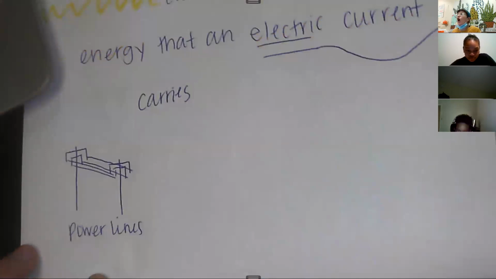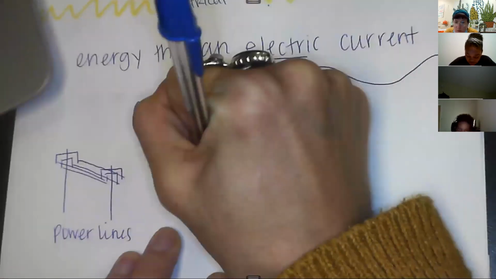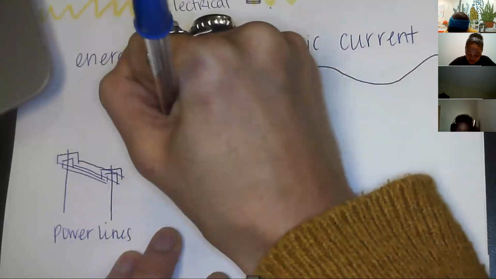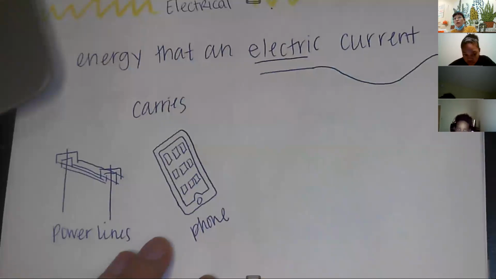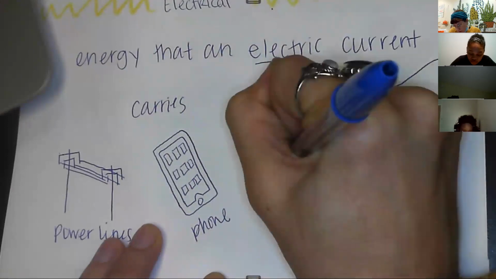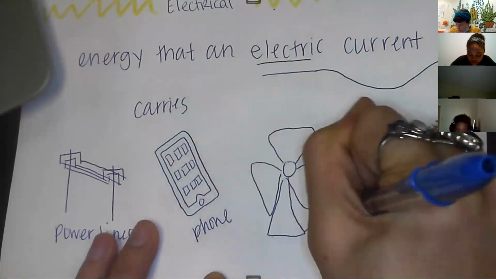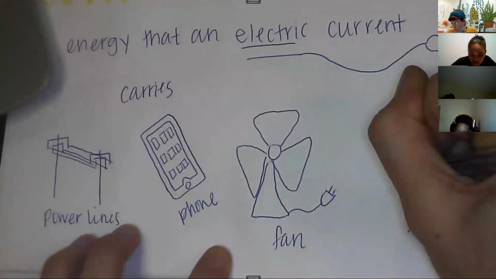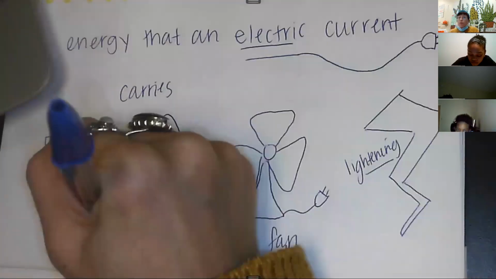What else did it say? What are you guys on all the time? Phones. A phone. It also gave us the example of a fan. And we could also say lightning. But there are plenty more examples.